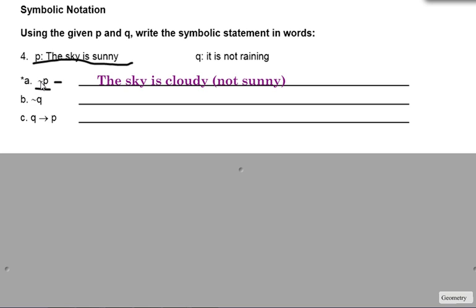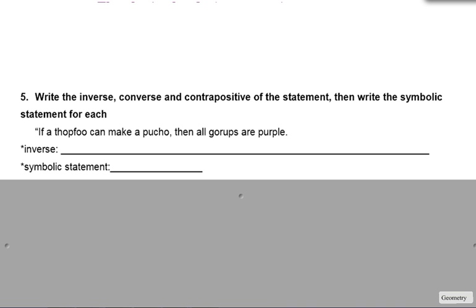Okay, so we're just going to do example A, but I do want to look at letter C, I guess. When you see this arrow, that is telling you that it is a conditional, which means that it is an if-then statement. So this tells you that you are writing an if-then statement. Here we were just writing the opposite of P. The sky is cloudy. There were no arrows. We just had to take P and make it the opposite. Here we need to put these two phrases together, Q and P, but make it a conditional statement.